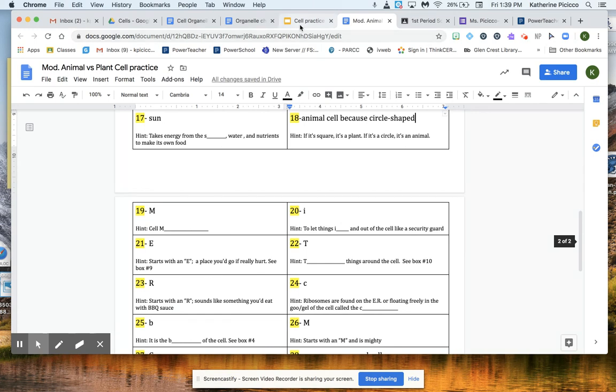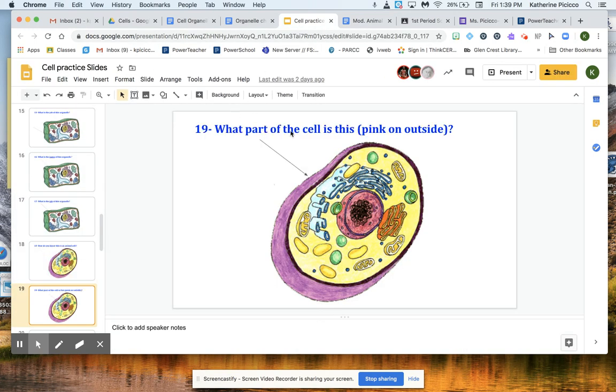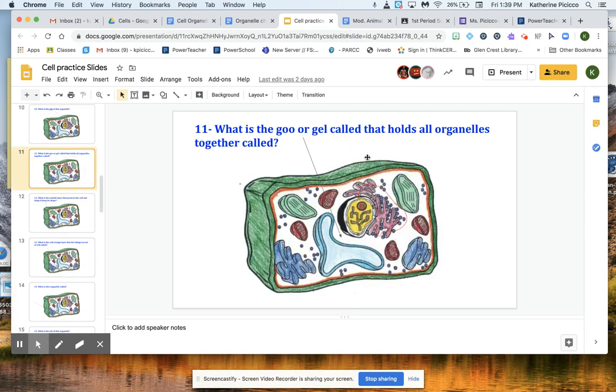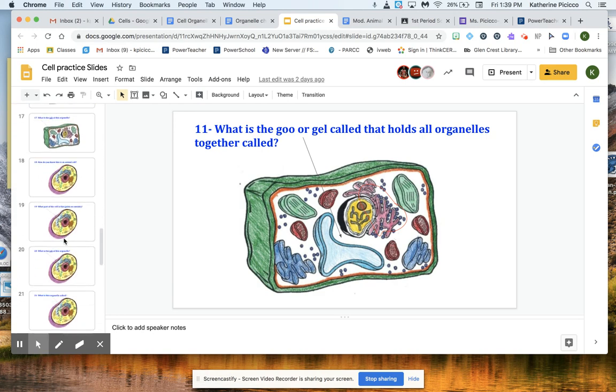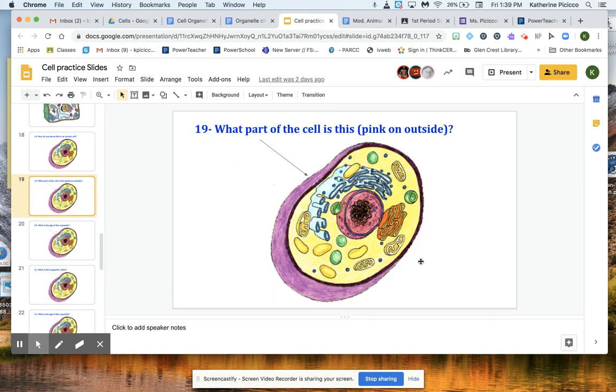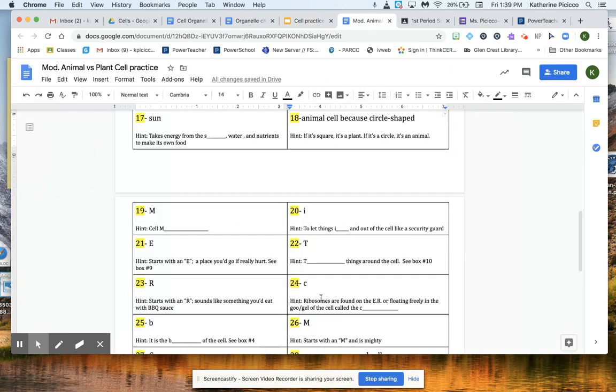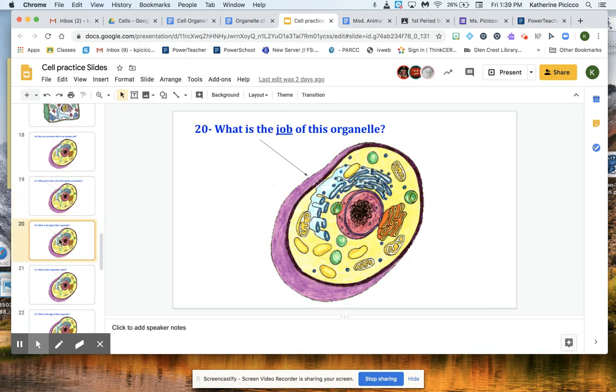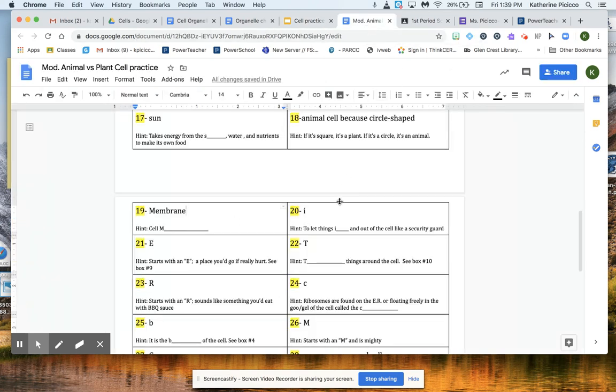Okay, next one, number 19. So number 19 says, what is the part of this cell? So I don't know if you remember, but when we talked about the animal cell, we looked at how there's this outer layer called the cell wall, and then an inner layer called the cell membrane. Okay, the cell membrane is the part that both cells have. So when we look at this pink layer on the outside of this cell, that's called the cell membrane. So again, cell membrane, number 19. Okay, number 20, what is the job of this organelle? Like I said before, the job of this organelle is to let things in and out, just like a security guard. Okay, so the clue is I, so to let things in.